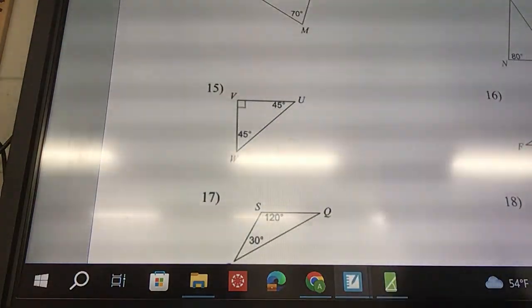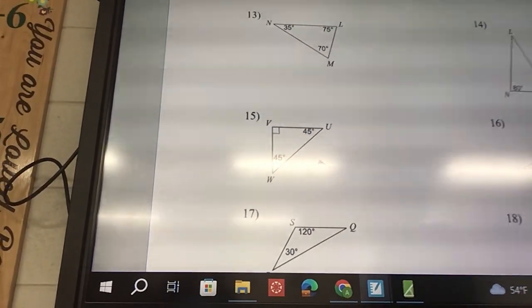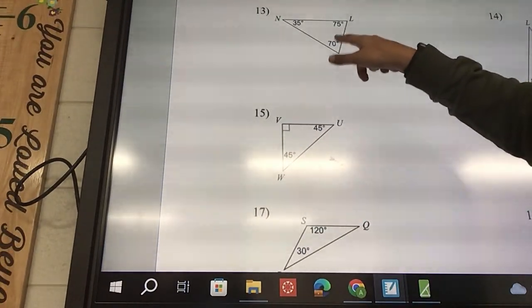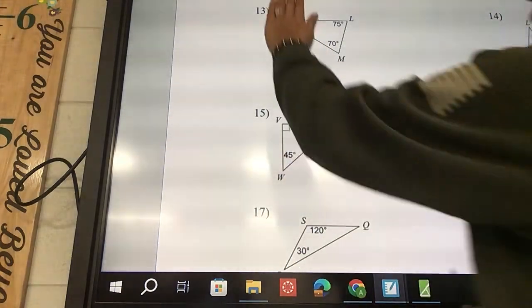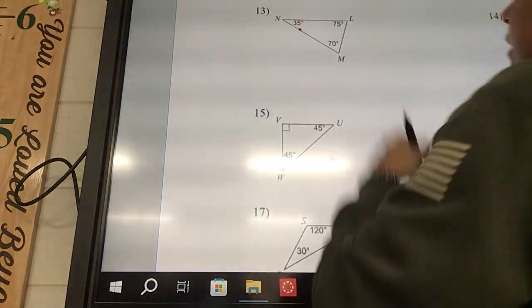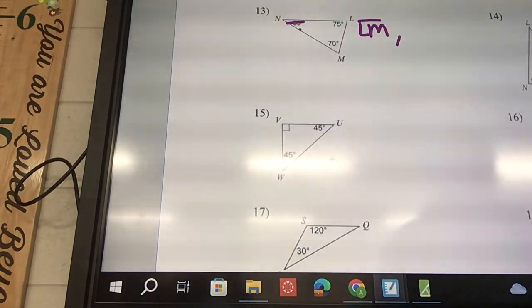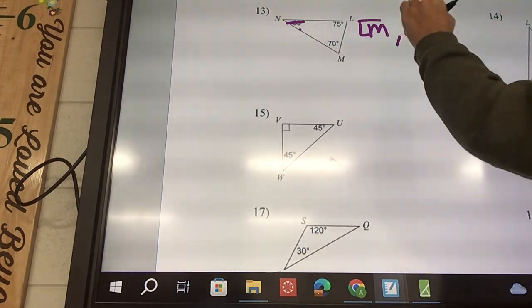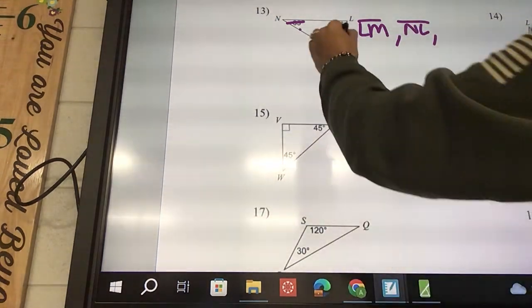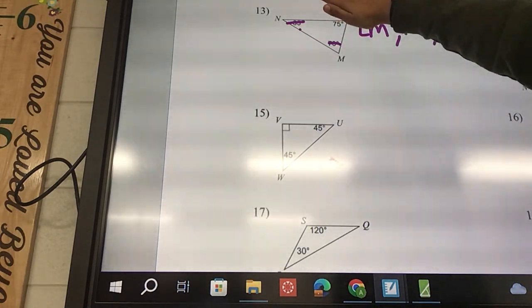Okay, 13. They are all three solved. I got 70, 75, and 35. Well, 35 is the smallest, so I can go ahead and cover this one up, and I have LM left, segment LM. The next one is going to be 70, so if I cover that up, I got NL. And lastly, I got the 75, and if I cover that up, I got NM.